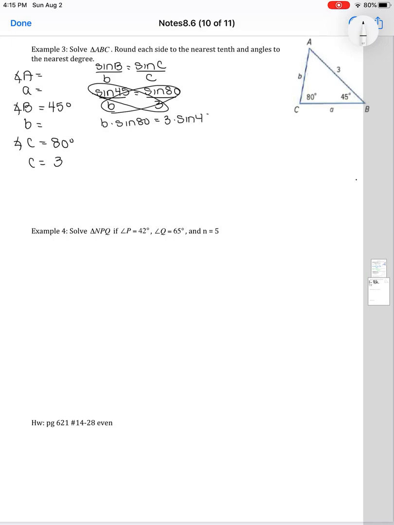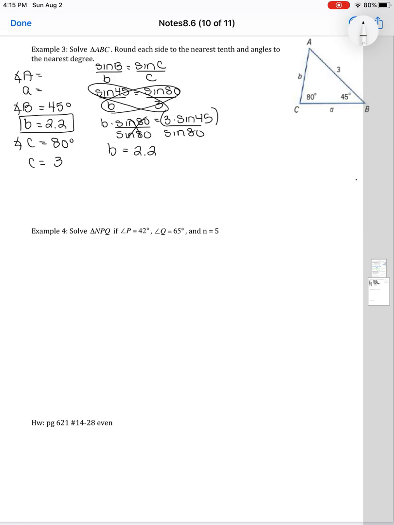So I'm going to cross multiply: 3 times sine 45, and then I'm going to divide. What I would recommend is when you are typing this in the calculator, put parentheses around that numerator and find that first before you even venture into dividing. But you should get about 2.2 when you're all done. Okay, so little b comes out to being 2.2.